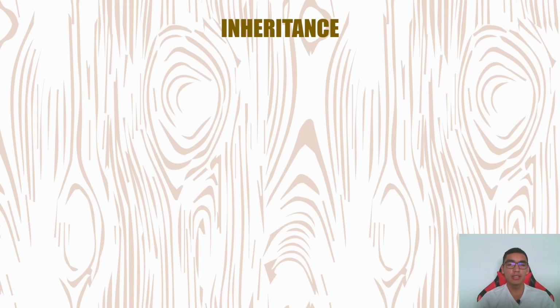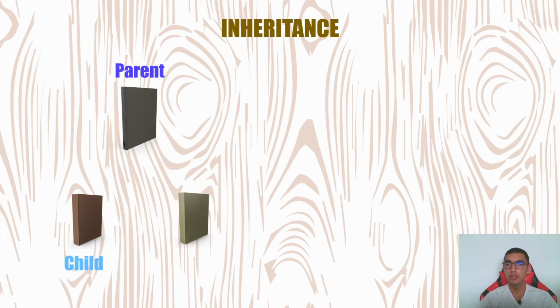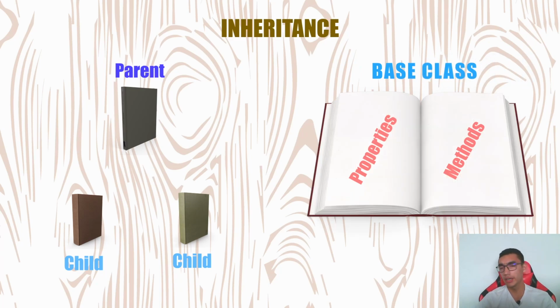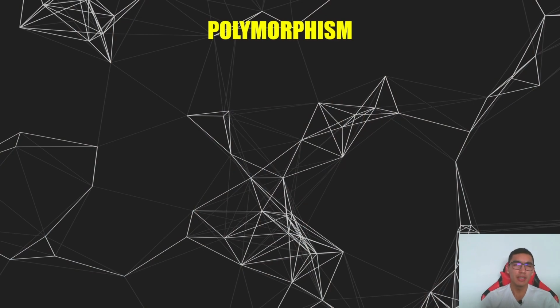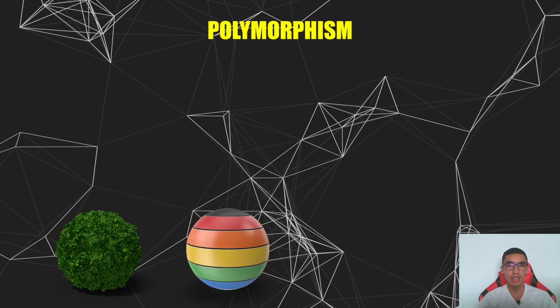Inheritance. It creates a parent-child relationship between objects where properties and methods can be shared from a base or parent class. Child objects can extend parent functionalities. For example, an ebook or physical book can inherit properties from a base book, such as a number of pages, chapters, and subject.